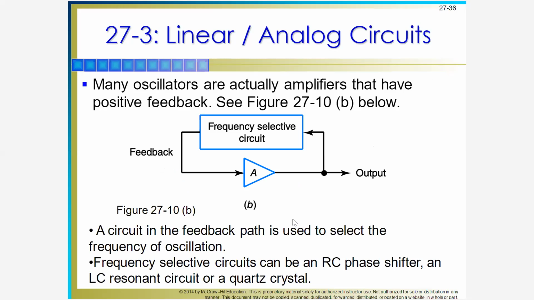Many oscillators are actually amplifiers that have positive feedback. For example, there is a circuit in the feedback path used to select the frequency of oscillation. The frequency selective circuit can be an RC, that is resistance and capacitor, phase shifter, an LC resonance circuit, or a quartz crystal. LC means an inductance and capacitance combination resonance circuit. Later we'll check the formula.